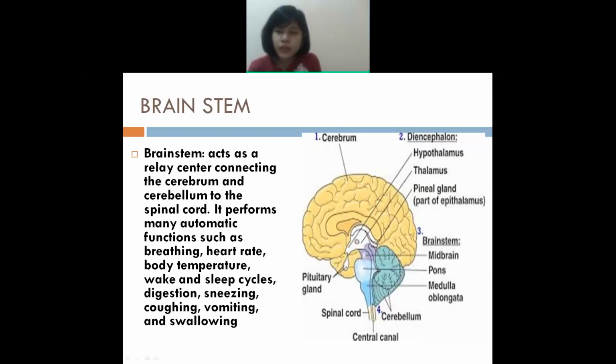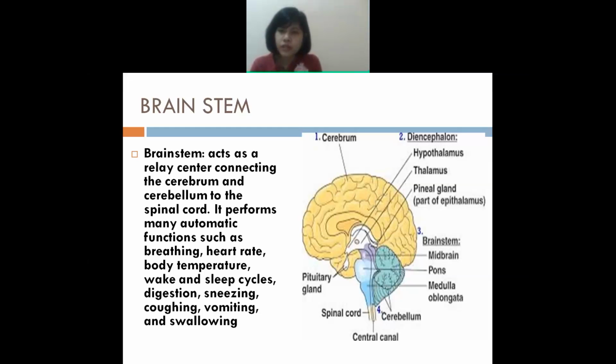Okay, next is the brainstem. So the brainstem, where is it? It is here, in between your cerebrum and cerebellum, which means it is at the center. The brainstem is located just in the middle of the cerebrum and the cerebellum.